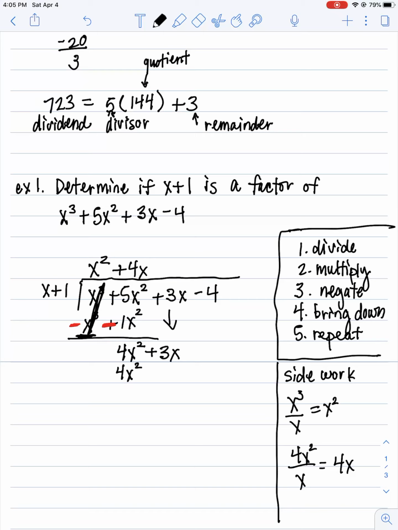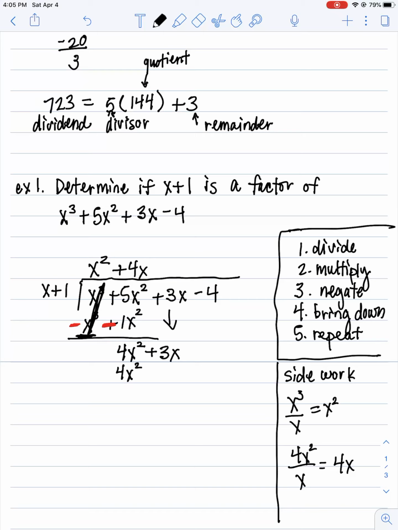We're now going to negate. So this becomes a negative, and this also becomes a negative. Now 4x squared minus 4x squared. Look, it crosses out again. Nice job. 3x minus 4x is a negative 1x. Be careful with your signs. Then we're going to bring down again. Bring down a negative 4, and we do this all over again.